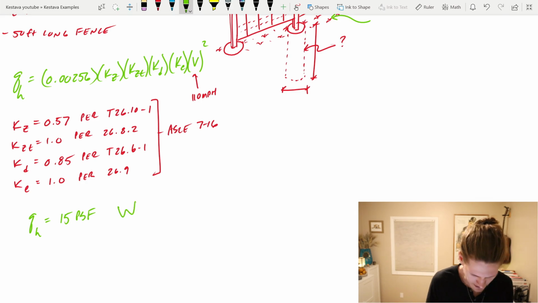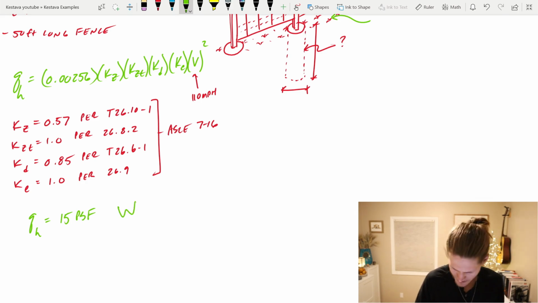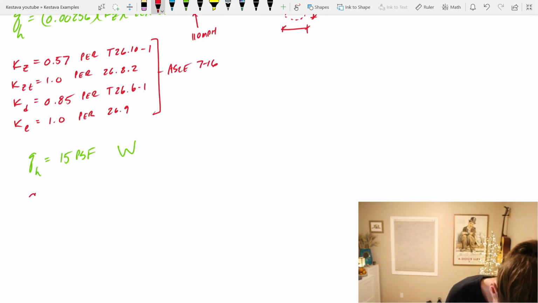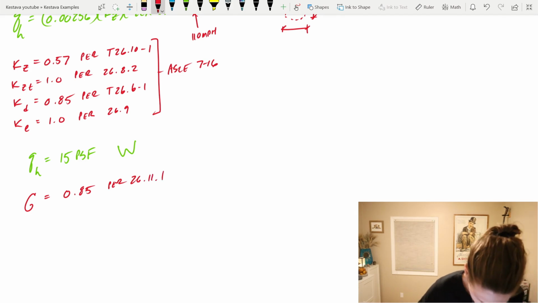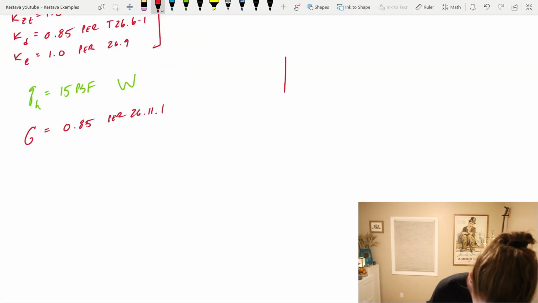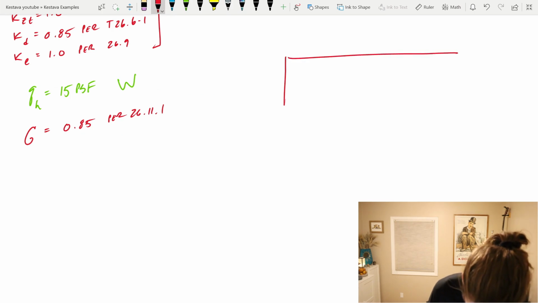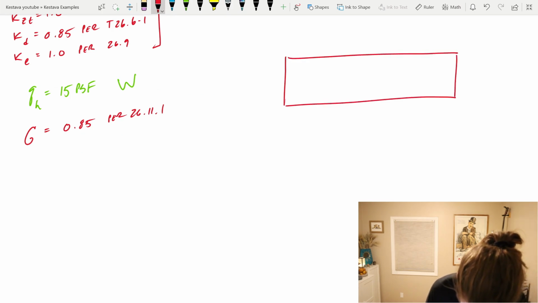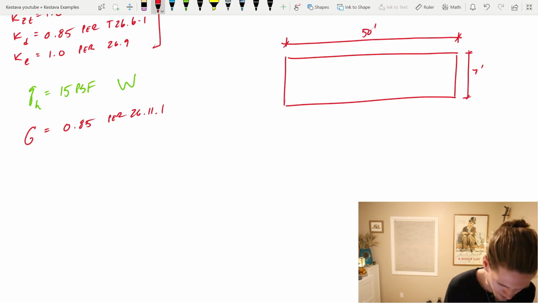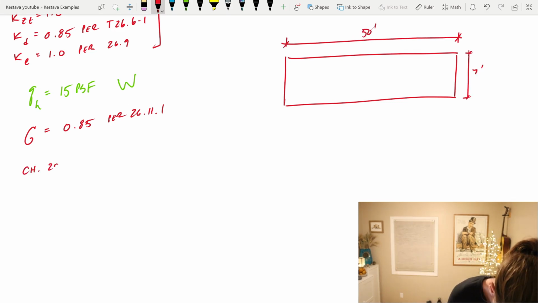And then again, that's gonna be wind. We'll keep track of that. Next, we need to find G. G is equal to 0.85, and that's per section 26.11.1. And now, if we scroll down a little further, we need to start taking a closer look at the full geometry of our wall, and we are gonna jump over now to chapter 29.